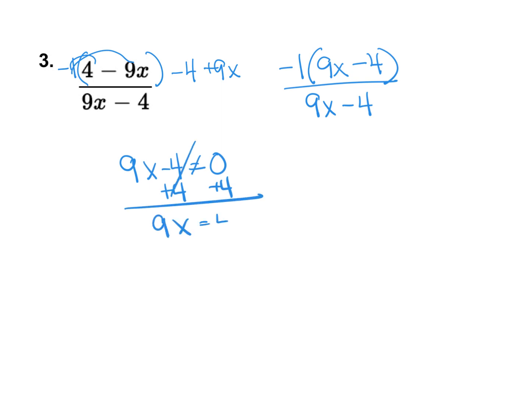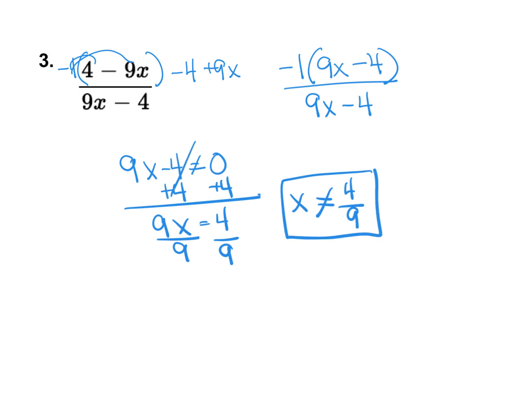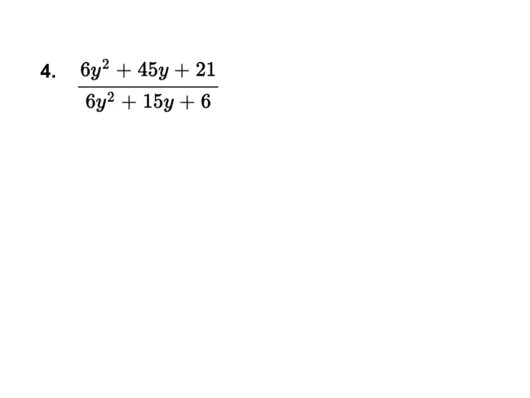9x is equal to 4, and then we divide by 9. All right, so our excluded value, x cannot be equal to 4 over 9. So we've got that part. And then when we cancel this part out, these 9x minus 4 can be canceled out with another 9x minus 4. And then again, for this one as well, it's going to leave us with the answer of -1.